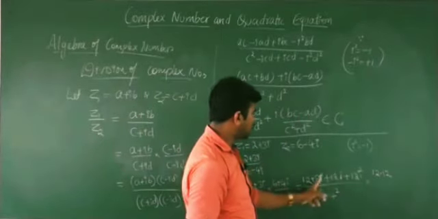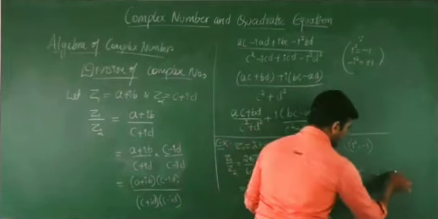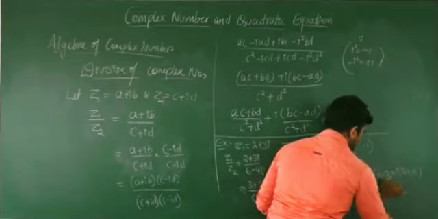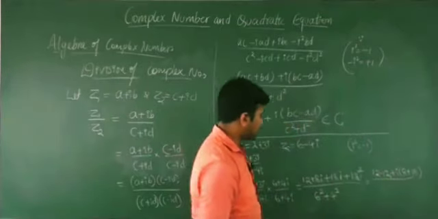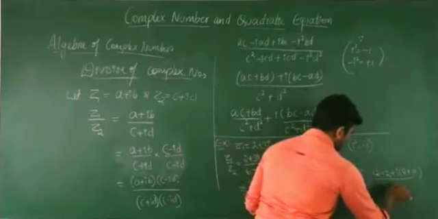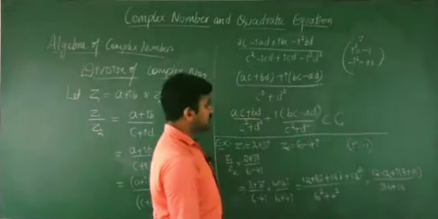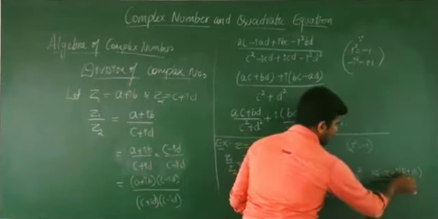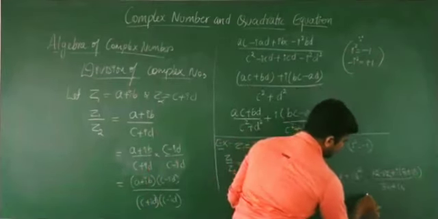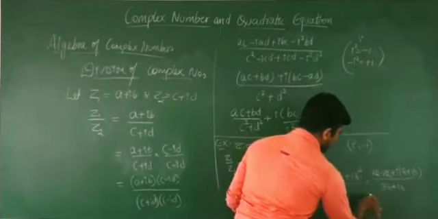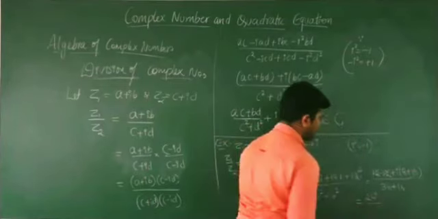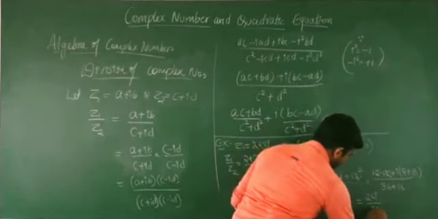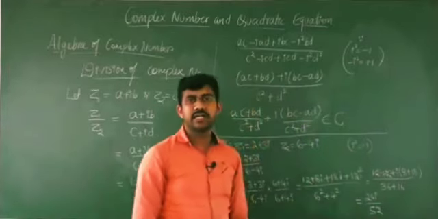And here, i is common. 8 plus 18 we will get. Denominator: 6 square is 36, 4 square is 16. Okay, so again you can write this as 12 and 12 get cancelled. 8 plus 18, that is 26i, divided by 36 plus 16, that is 52. Okay. So like this you got at the end.